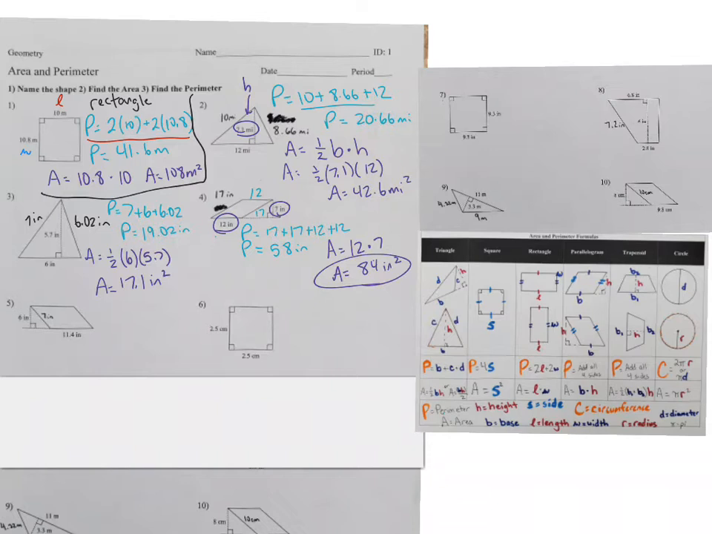And I did forget to actually say the shapes there. So number 2 is a triangle. 3 is a triangle. 4 is a parallelogram. 5 is a parallelogram.